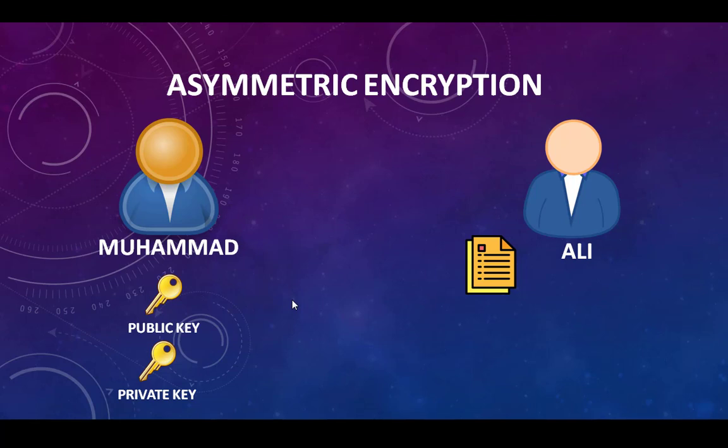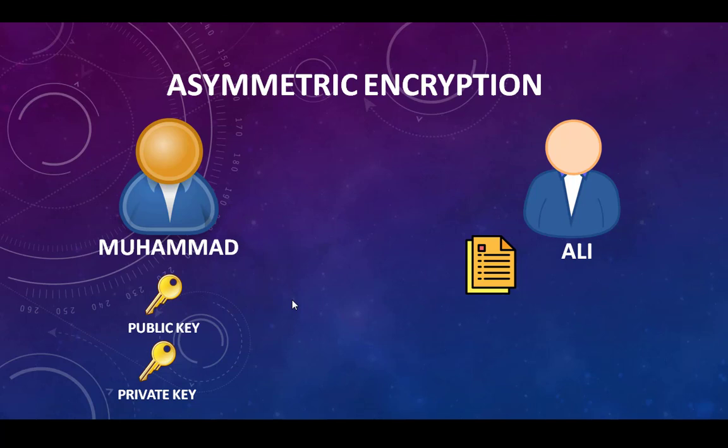So what does an asymmetric encryption algorithm do? Basically it generates two keys. One key is known as the public key and the other key is known as the private key. The concept is that the public key is accessible by everyone. As the name indicates, the public key is available for everyone, and the private key, as the name indicates, is only available to the specific person.